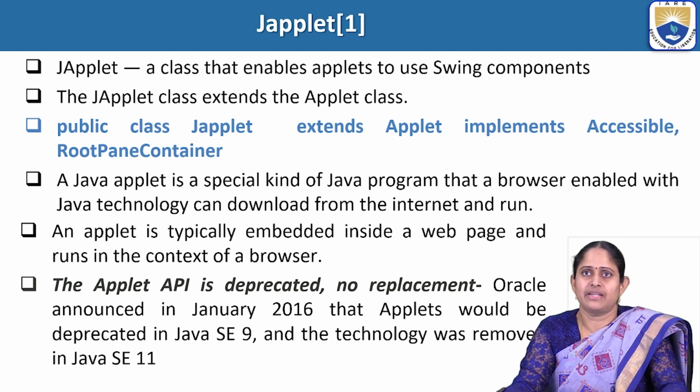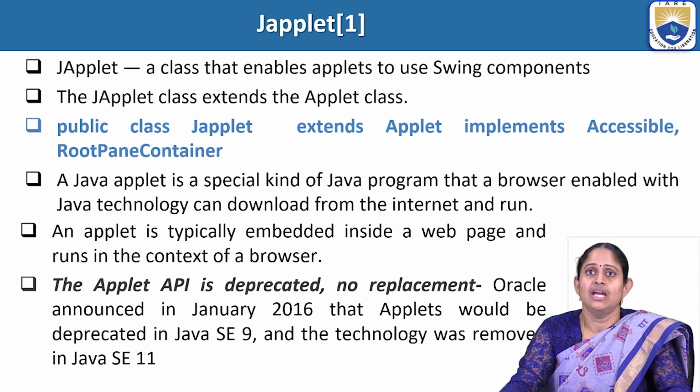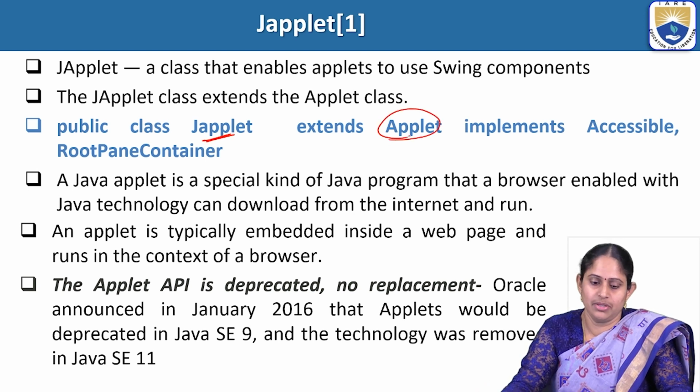Next is the JApplet class. This class enables applets to be used with Swing components. This JApplet class extends the Applet class of the AWT. Its general form is public class JApplet extends Applet implements Accessible, RootPaneContainer. So here this JApplet class is extending the Applet class from the AWT.